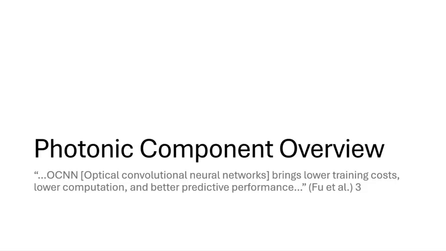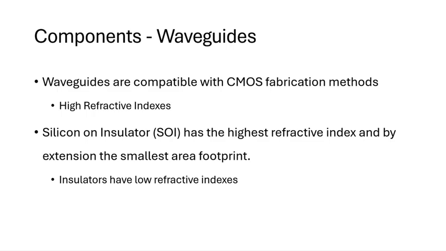Next is the photonic component overview. Optical convolutional neural networks bring lower training costs, lower computation, and better predictive performance, from Few et al., page 3, one of my sources. So first up are the waveguides. Waveguides are compatible with complementary metal oxide semiconductor fabrication methods.